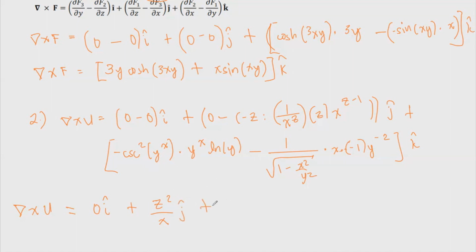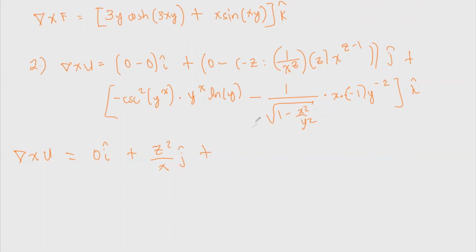And then finally, what we have here is this expression. We have y to the x ln of y cosecant squared y to the x, and that is actually negative. So we have negative. And then I think we can simplify this further: minus, so that becomes positive, so plus, and then we have 1 over y squared, and then the square root of 1 minus x squared over y squared. You can actually factor this out or place it inside the radical sign, but I will no longer do it. So we have k hat. Okay, and this is our final answer.